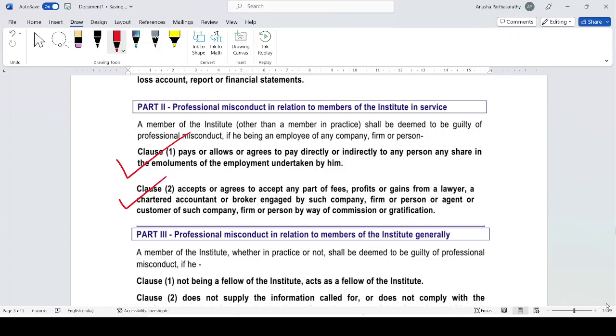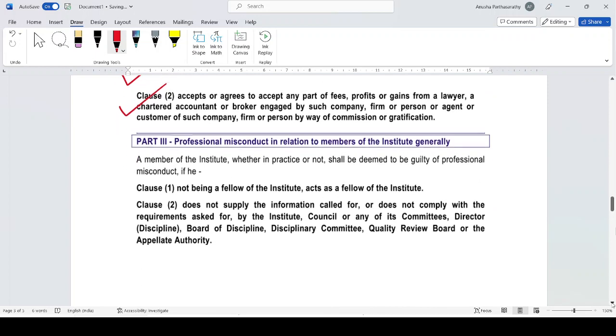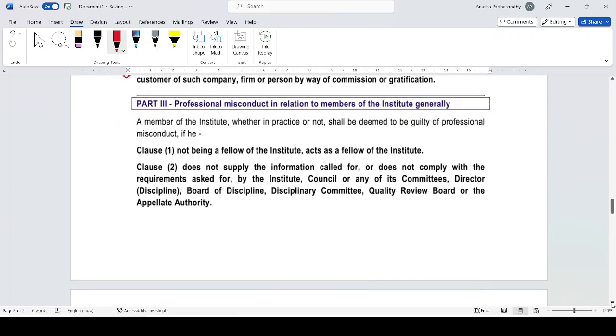As per Clause 1 of Part 3 of the First Schedule to the Chartered Accountants Act 1949, a member of the Institute, whether in practice or not, shall be deemed to be guilty of professional misconduct if he, not being a fellow of the Institute, acts as a fellow of the Institute.